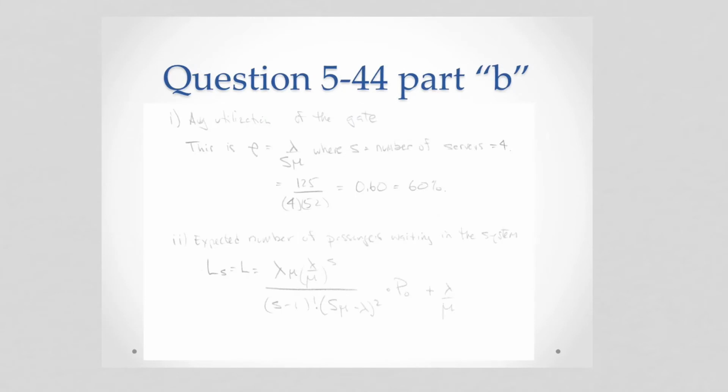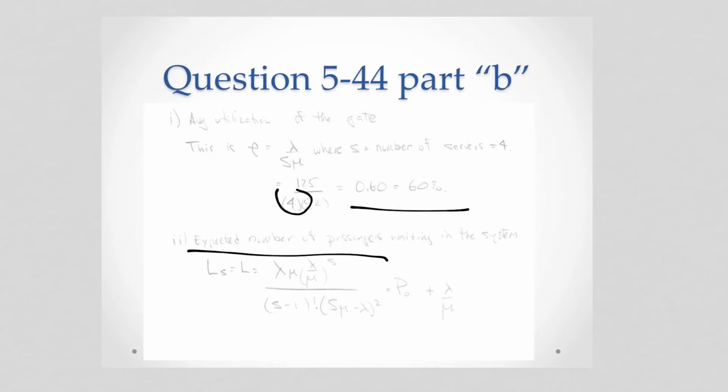So if we take a look, the first question was average utilization of the gates, same idea. It's rho, and in this case, because it's multi-channel, we have the formula, it's given. Rho is lambda over S mu, which is really the same formula as before. It's just that in the other problem, S was 1. In this case, there are 4 channels. We have lambda, we have mu. Get the calculation, and it's 0.6. So very straightforward. Next question is expected number of passengers waiting in the system.